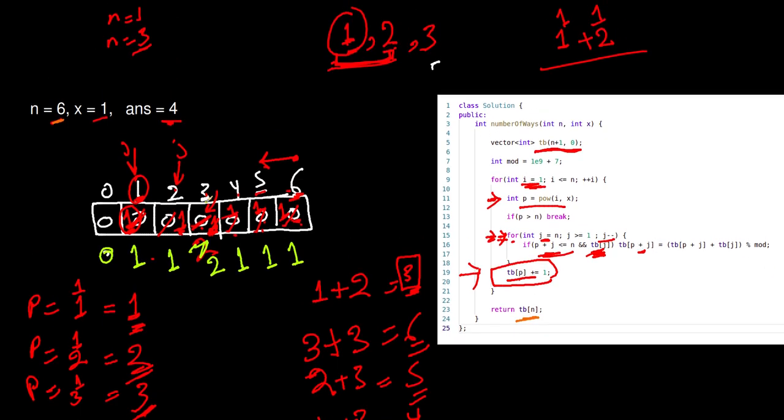So if we take, for example, n equal 3, how many ways using these three numbers we can form the number 3? The answer is 2, and that's true because you can form 3 using 1 to the power 1 plus 2 to the power 1, or using 3 to the power 1. So there are two ways.